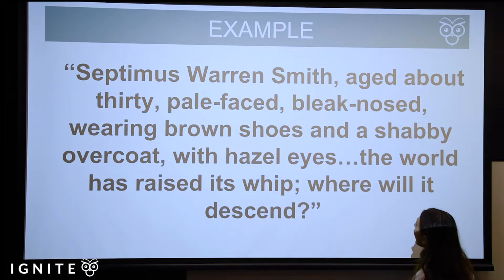Septimus Warren Smith, aged about 30, pale-faced, bleak-nosed, wearing brown shoes and a shabby overcoat. With hazel eyes, the world has raised its whip. Where will it descend?